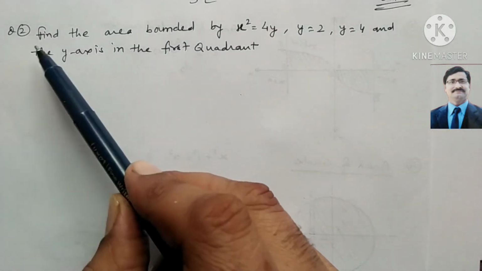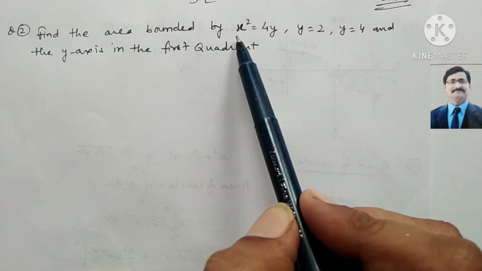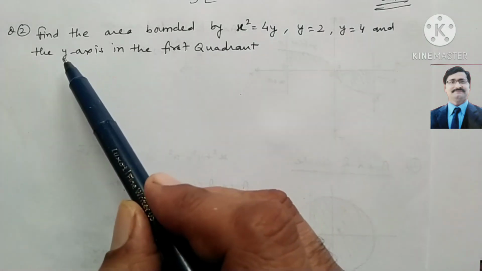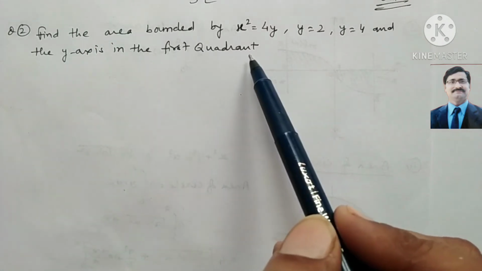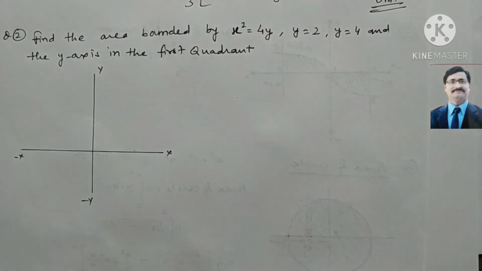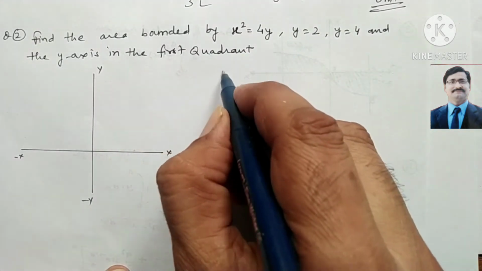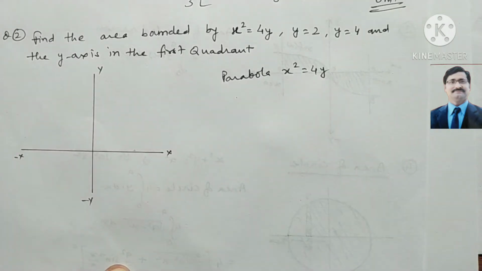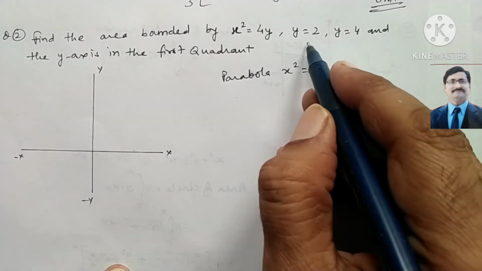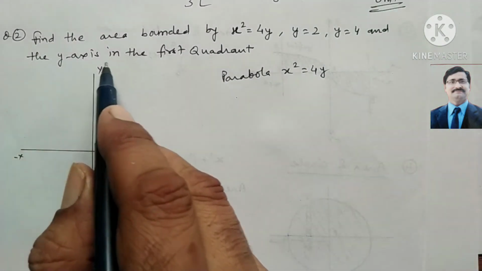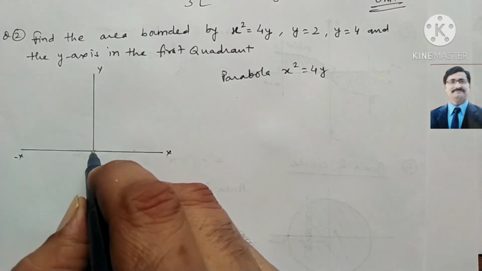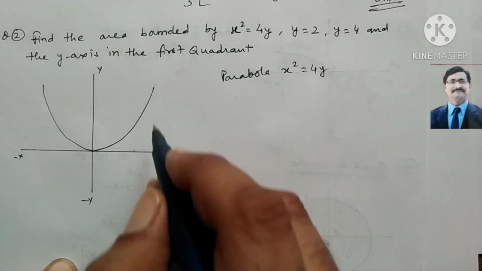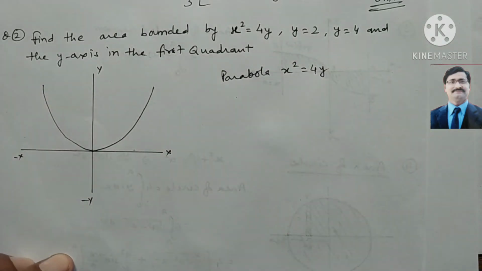Look at this, question number 2 is, find the area bounded by x square equal to 4y and y equal to 2 and y equal to 4 and the y axis in the first quadrant. Look here, first we draw, this is given a parabola x square equal to 4y. This is a parabola given, and here y equal to 2 and y equal to 4, and y axis and first quadrant. This type of parabola we can draw.